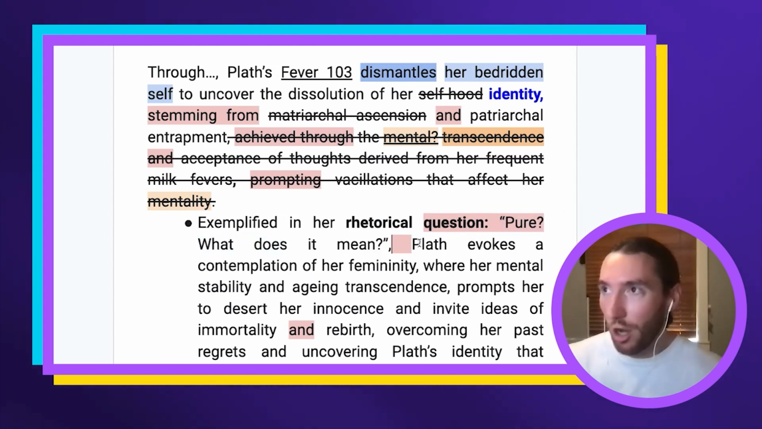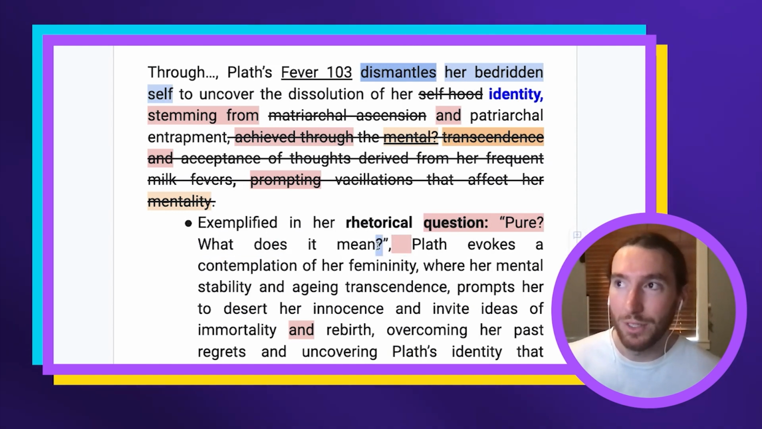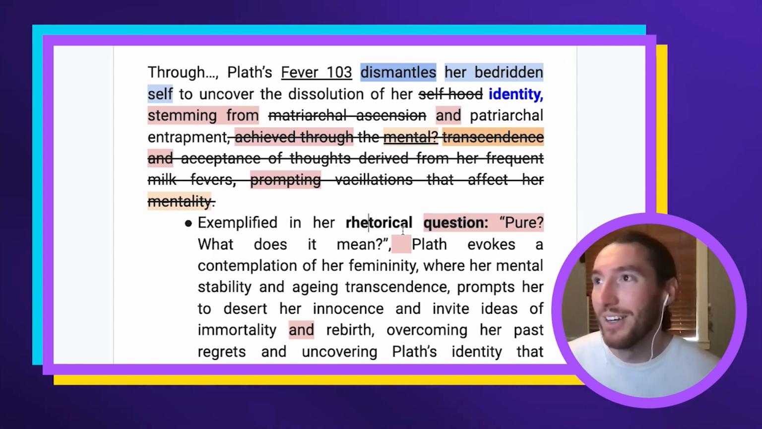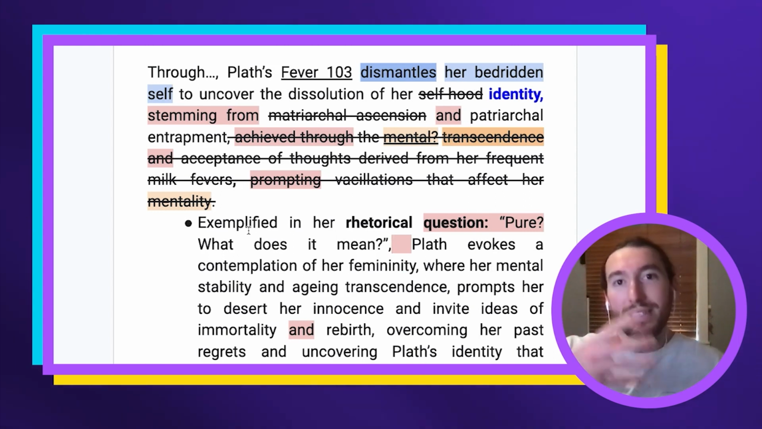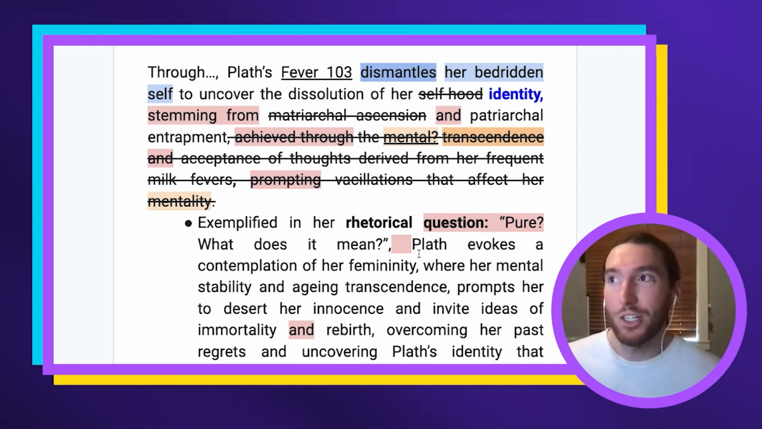You would then want to have a comma afterwards, right? So it didn't have a comma after this, even though I know it looks funny there because there was a question mark within the quote because you needed that question mark to show that it was a rhetorical question. You do still need a comma afterwards because there would be a natural pause there. Exemplified in a rhetorical question, pure, what does it mean? Plath evokes, see how we have to pause to then say what Plath is actually doing. So the way that this is structured does require a comma there. So just be careful with that.